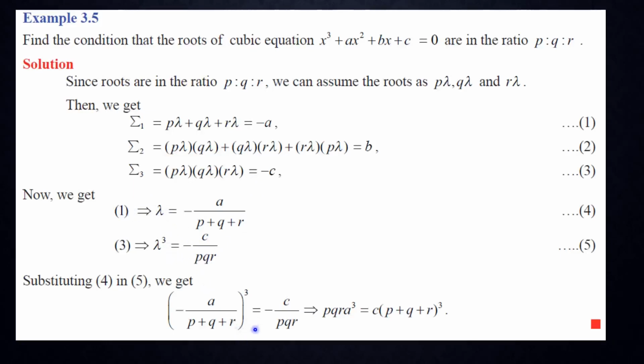We want to find the condition alone. So have to cross multiply and we will get PQR into A cube equal to C into, okay, P plus Q plus R the whole cube. These two minus will get cancelled. That is minus A the whole cube means we will get minus A cube. That minus and minus will get answer. So this is the condition that the roots of the cubic equation are in the ratio P is to Q is to R.